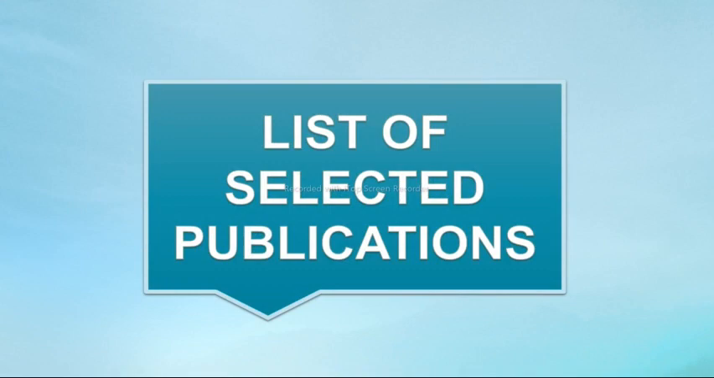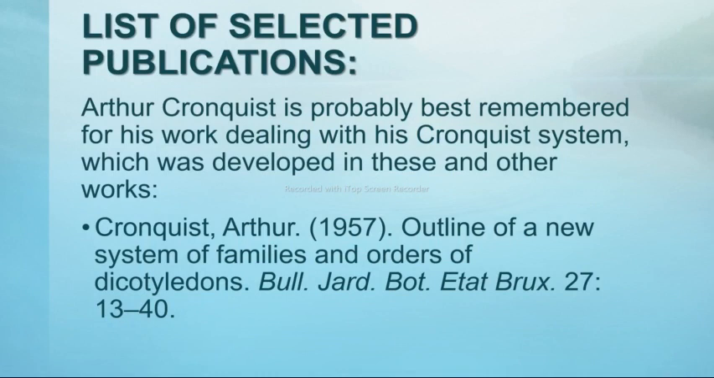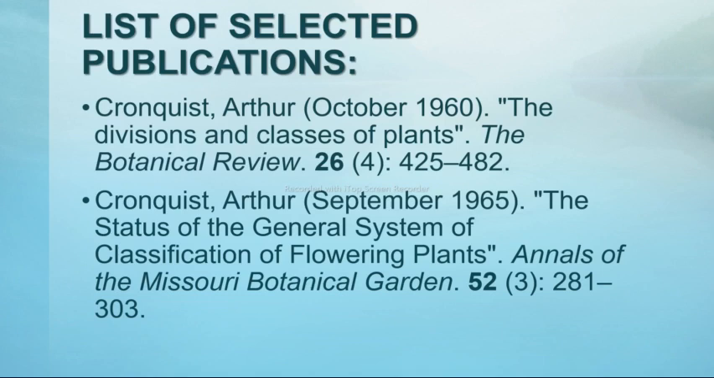Arthur Cronquist is probably best remembered for his work dealing with the Cronquist system, which was developed in these and other works. So the first is Cronquist, Arthur, 1957, The outline of a new system of families and orders of the Dicotyledons, Bulletin du Jardin Botanique de l'État, Bruxelles, 27, 13 to 40.